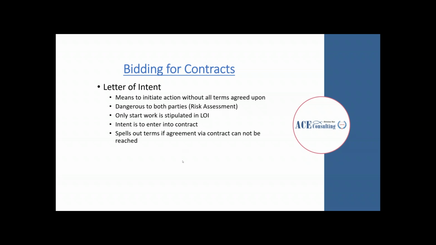The only work that gets started is work that is specifically mentioned in the letter of intent. The letter of intent is essentially a promise ring. We haven't agreed to the contract yet, but we intend to agree on the contract.